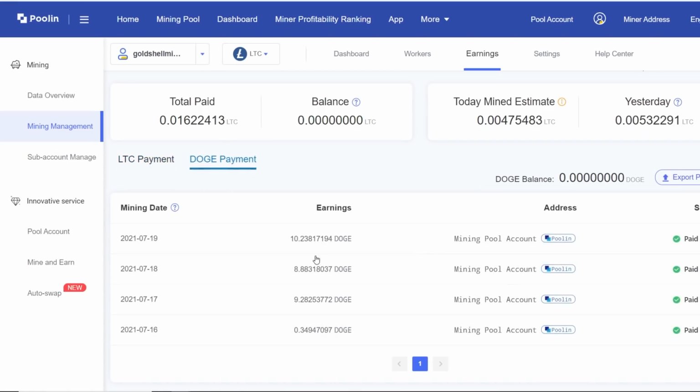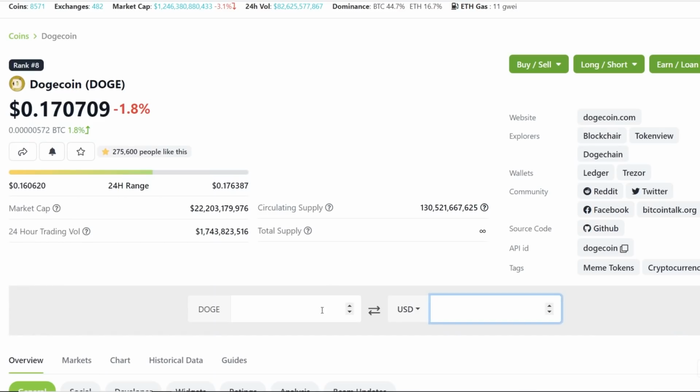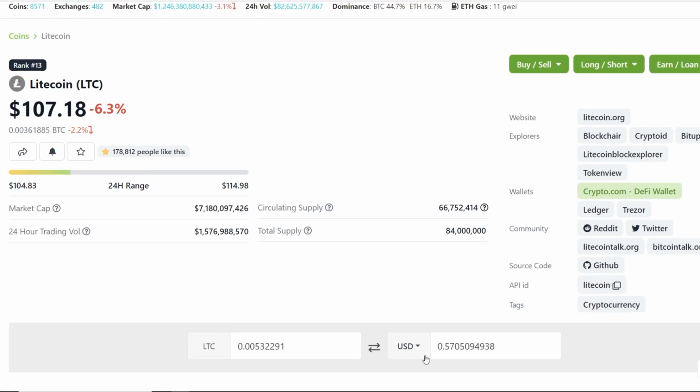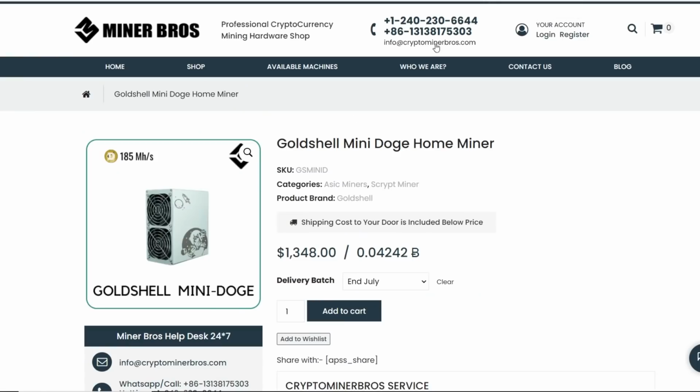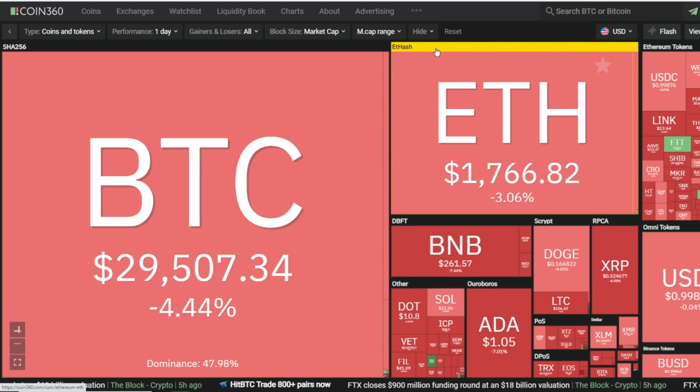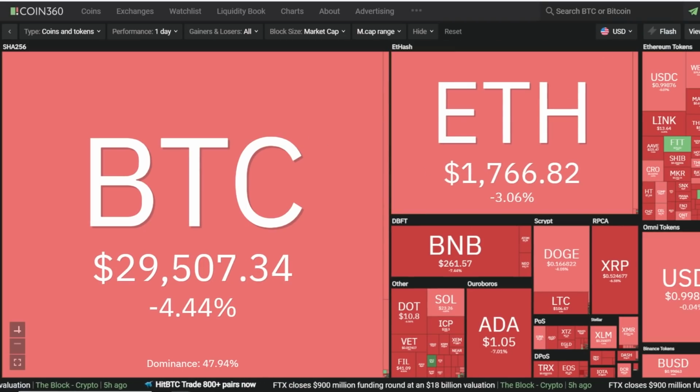Now, if we go to the Dogecoin payment, let's just do the 9 Dogecoin instead of the 10, and so we've mined about $1.58. Wow. 9 Dogecoin is $1.58 in 1 day. That's pretty good. So if we combine the Dogecoin and Litecoin, that's about, I'm going to say, a good $2.10, all right? So this little tiny Goldshell Mini Doge home miner, as of recording, with the current prices of crypto, mines about $2 a day, okay?